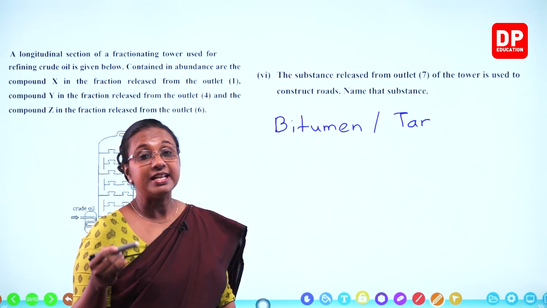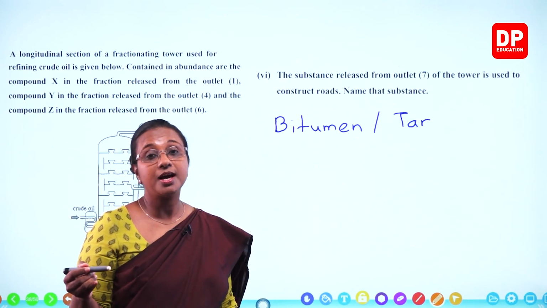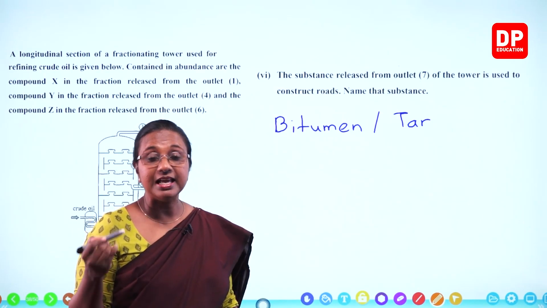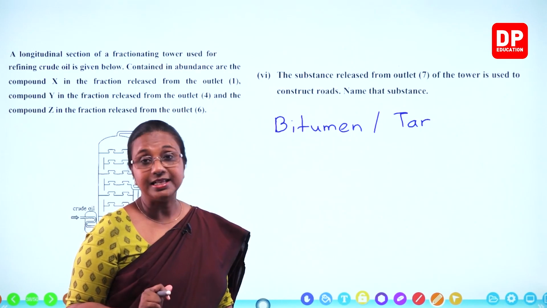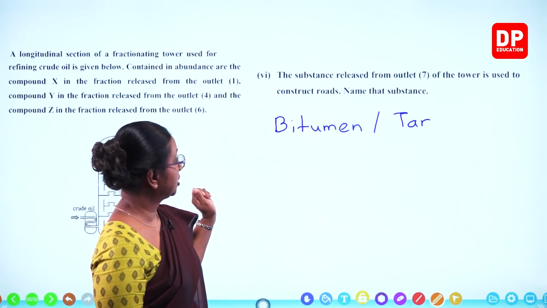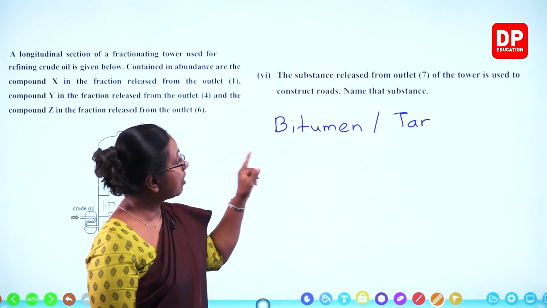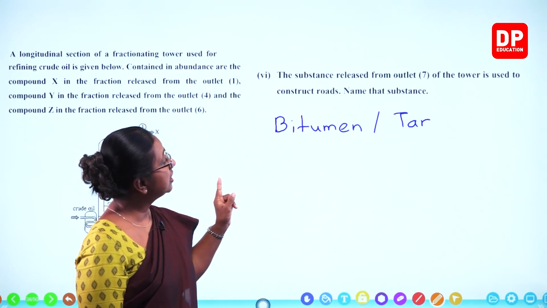It is the component that has a very high boiling point because it has a higher number of carbons. It is also an alkane, a hydrocarbon with a higher number of carbons. Is that clear, students? So that is the answer for the 6th question: the substance released from outlet 7 of the tower used to construct roads.